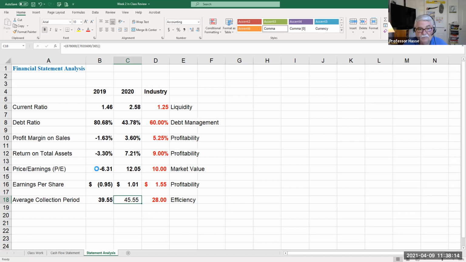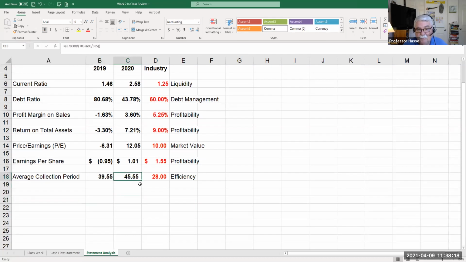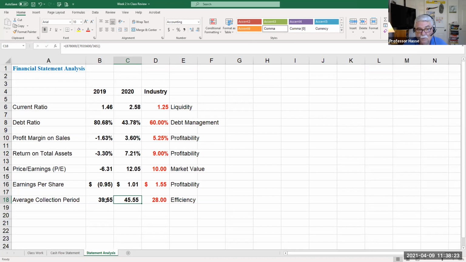That's not good, and that's one of the reasons why we have a high current ratio. It's taking us a month and a half to collect our receivables. And that's getting worse. Look at the industry average, 28 days. So again, this is the accounts receivable divided by the average sales per day. You take your sales figure, revenue, divided by the number of days in the year. You get that average sales per day, and how many days does it take to cover the receivable balance? That's our average collection period.